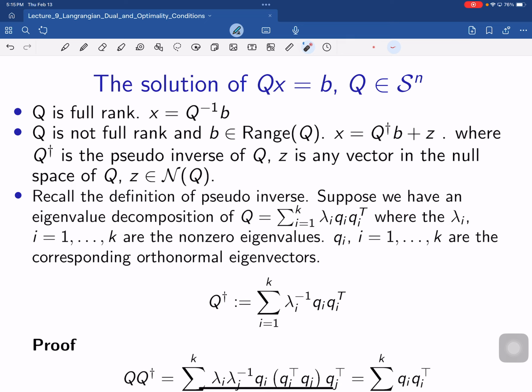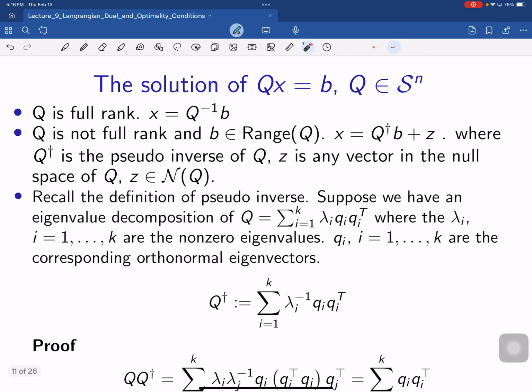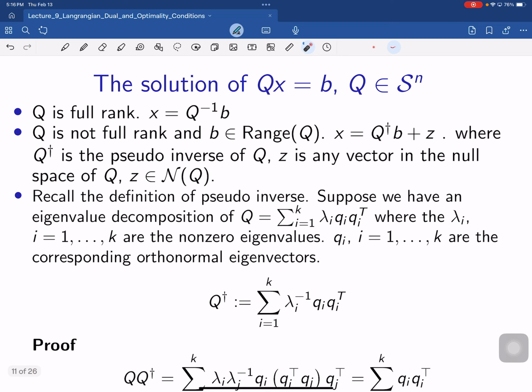But then remember what a pseudo-inverse is. We talked about the pseudo-inverse in the last lecture, especially for PSD matrices. So when Q is symmetric, you can do an eigenvalue decomposition like this, and the pseudo-inverse is defined by just taking the reciprocal of the eigenvalues that are non-zero. This is the pseudo-inverse of Q. So in order to get a solution, you can just use the pseudo-inverse times B. This will give you the characterization for the solution.